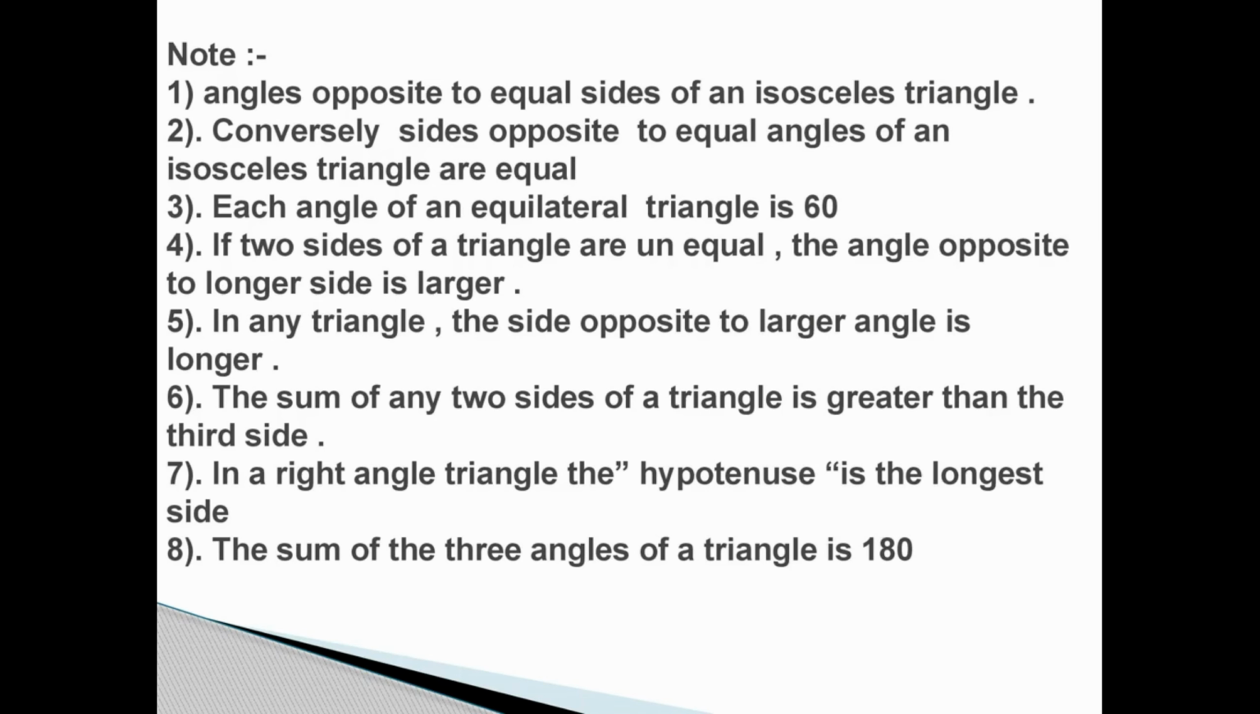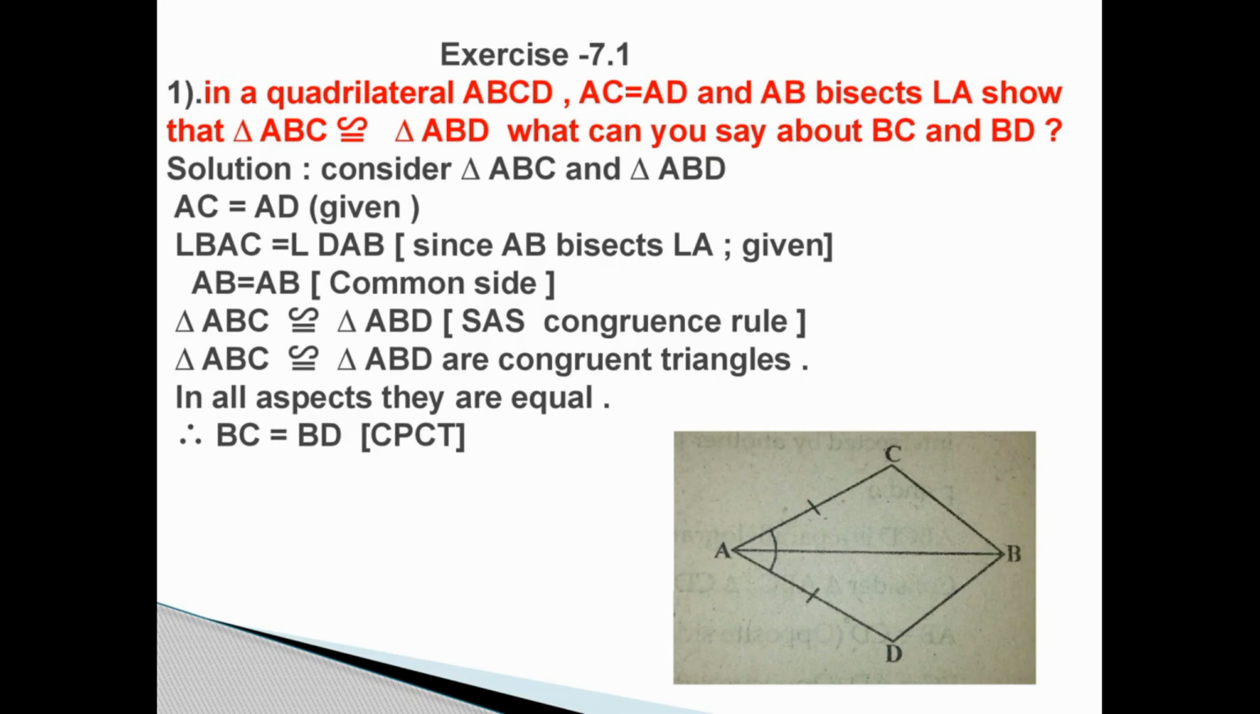Exercise 7.1. In a quadrilateral ABCD, AC is equal to AD and AB bisects angle A. Show that triangle ABC is congruent to triangle ABD. What can you say about BC and BD? Solution.